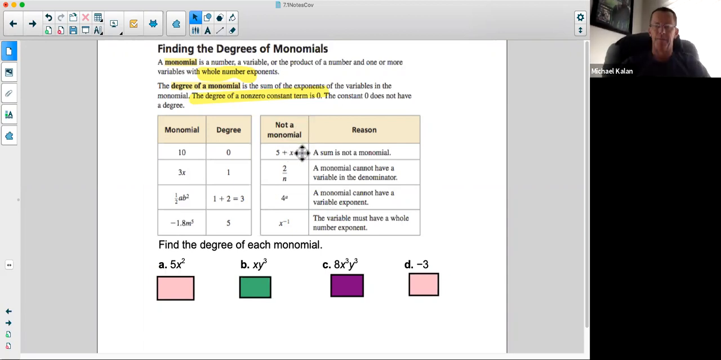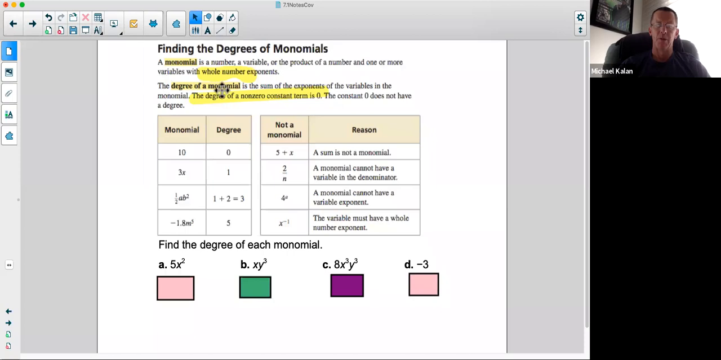Not a monomial: 5 plus x, right? There's some addition in there. 2 divided by n. Ooh, division. A number being raised to a variable, can't have that. And x to the negative 1. Oh, no, you can't, you have to have a whole number exponent.